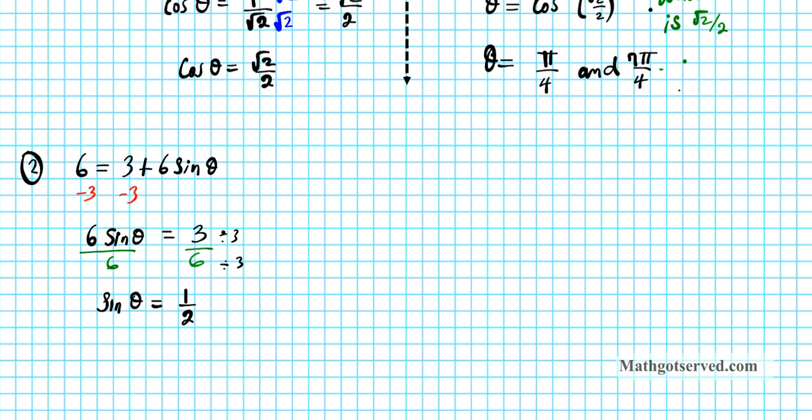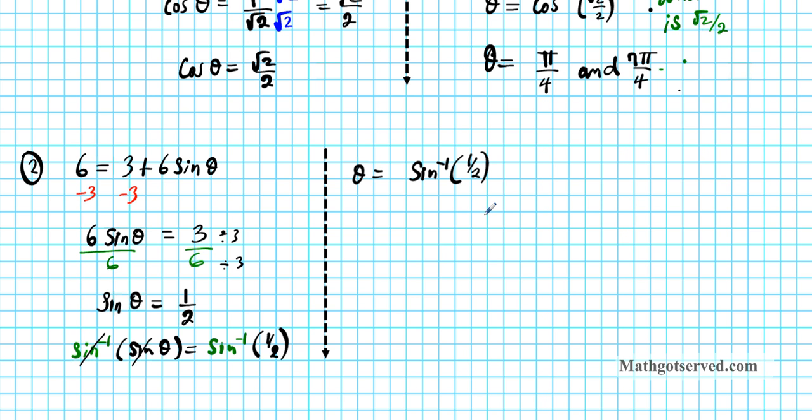Alright, so to isolate theta, we're going to take the inverse sine of both sides of our equation. So inverse sine of sine theta is equal to the inverse sine of 1/2. On the left side, the sine and the inverse sine cancel each other out since they're inverse functions, and we will have theta is equal to inverse sine of 1/2.